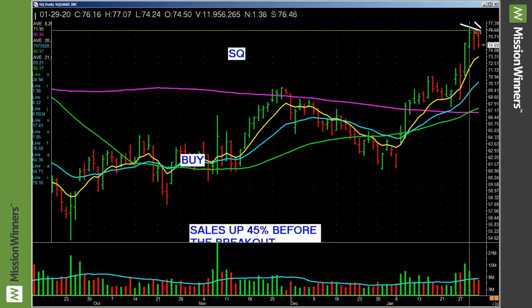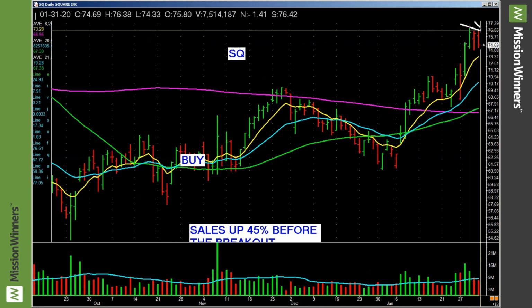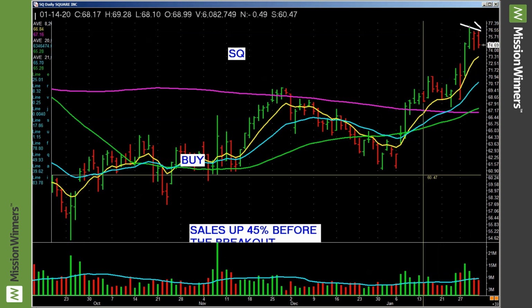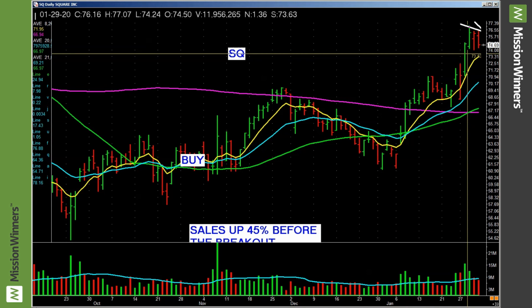Square runs up, pulls back. You almost call it a little pennant formation. Just connect in the tops. Nothing fancy. There was real momentum in the stock. Normally stocks that have momentum, the momentum continues.